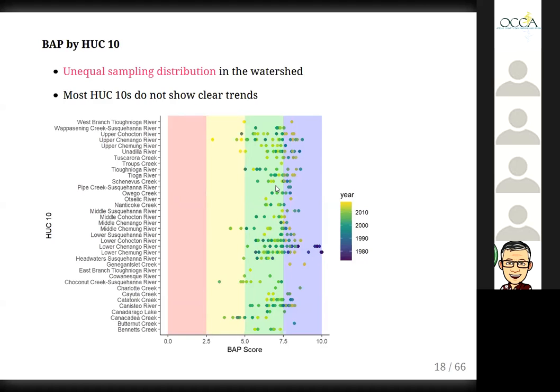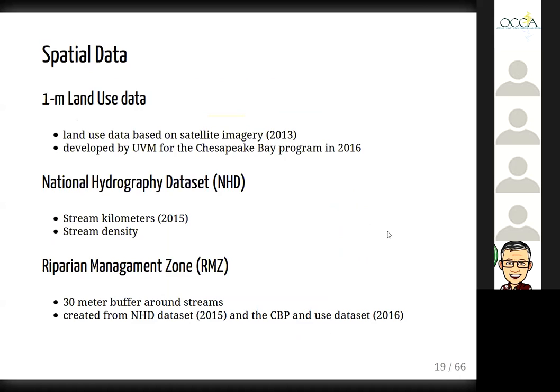And you don't really see any clear trends of dark to light within any individual HUC 10. Some of them show some trend, but most of them don't. And the number of sampling points are also quite different. So some sites, like Gannawanta Creek, have only been sampled twice, or Butternut Creek only once. But some of these other ones have been sampled much more regularly.